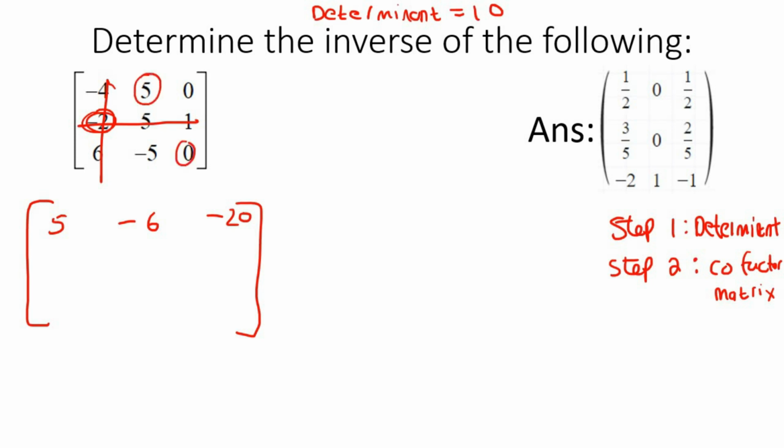So 5 times 0, and then take away this one times this one. It's just going to be 0 because 0 times anything is 0. This is also 0, so this whole thing is just 0.